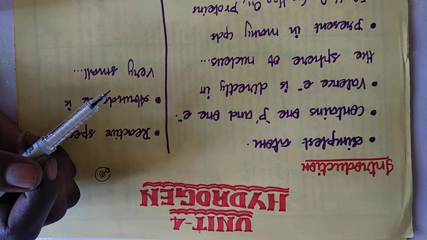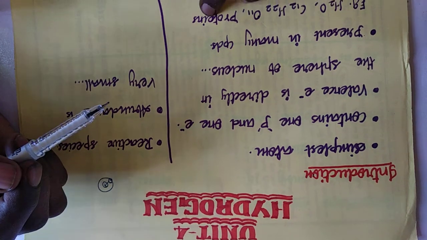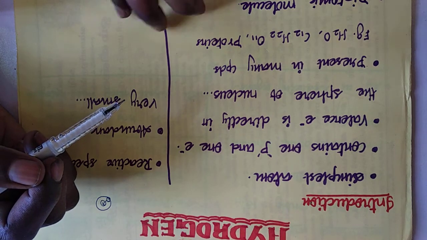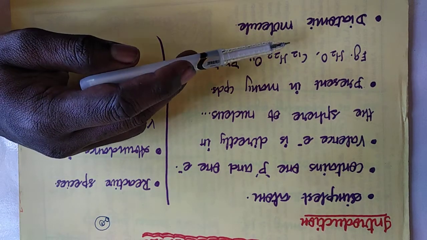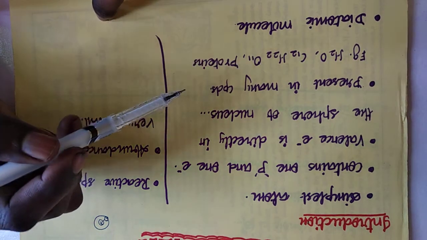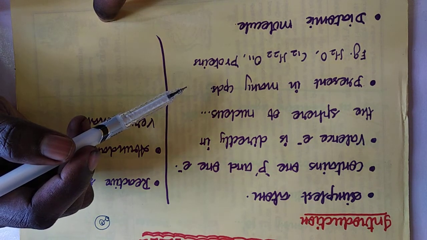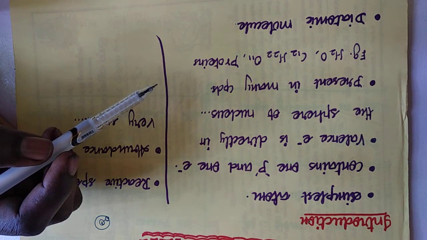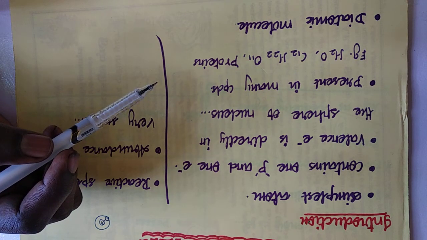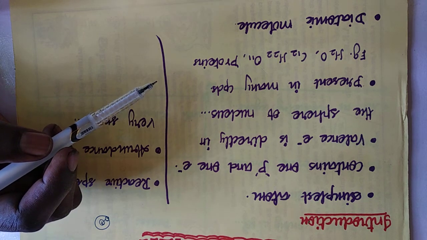Okay, and hydrogen is present in many compounds. There are certain compounds exemplified here. Those are the water molecule. What's the formula of water? H2O. Then carbohydrate, C12H22O11, and also in proteins, cholesterol, and so on. So many of the compounds contain hydrogen in their formula.